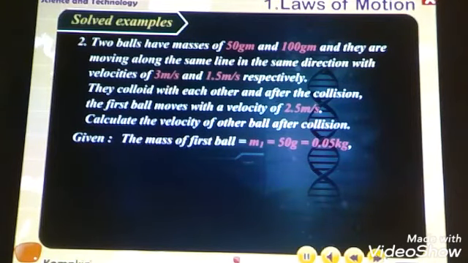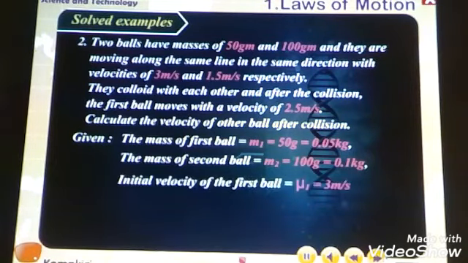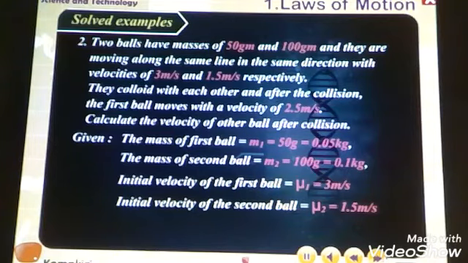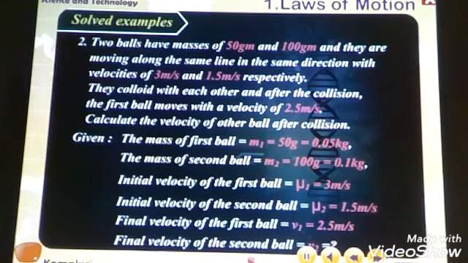Given, the mass of the first ball is m1 is equal to 50 grams is equal to 0.05 kilograms. The mass of the second ball is m2 is equal to 100 grams is equal to 0.1 kilograms. Initial velocity of the first ball is u1 is equal to 3 meters per second. Initial velocity of the second ball is u2 is equal to 1.5 meters per second. Final velocity of the first ball is v1 is equal to 2.5 meters per second. Final velocity of the second ball is v2 is equal to question mark.